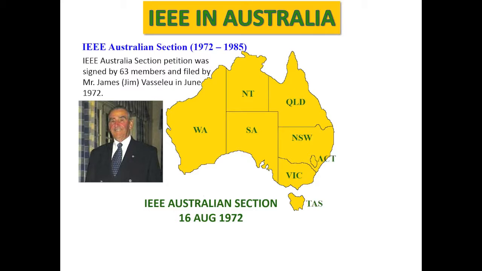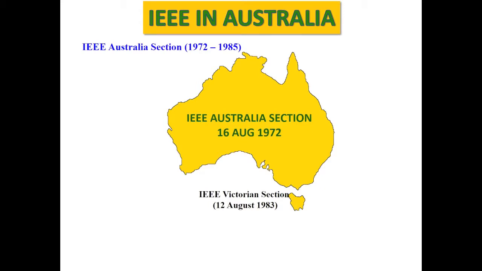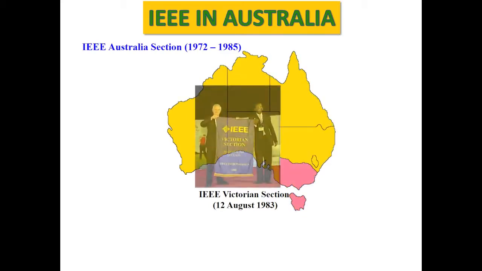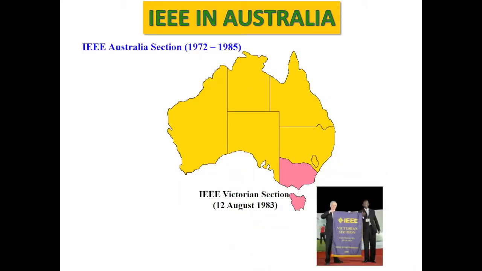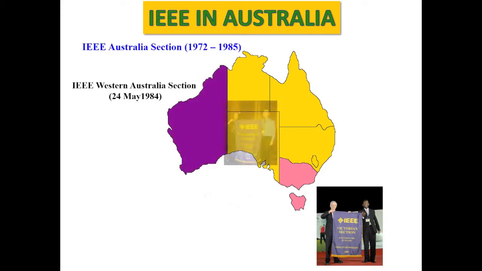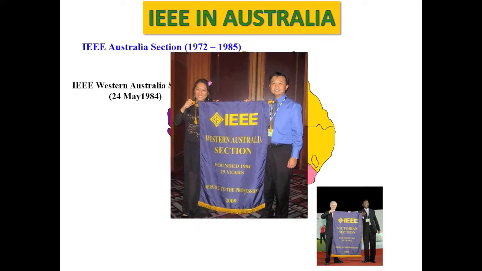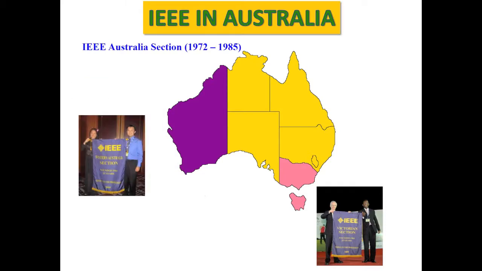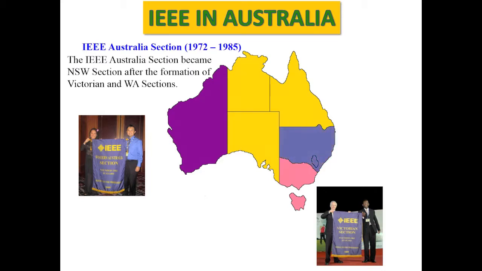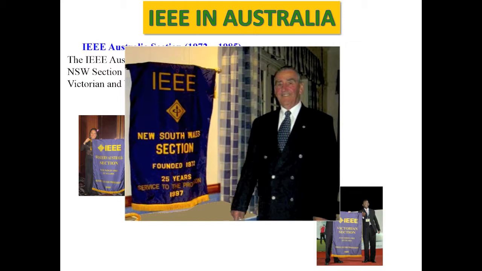The area encompassed by the Australian section included all Australian states and territories and also the territory of Papua New Guinea. A subsection in Victoria was formed in late 1975, and in 1983 the Victorian subsection was approved to become a full section. By 1984 the combined total membership in the Australian and Victorian sections was in excess of 1,700. Formation of new sections started to take place. With the formation of Victorian and Western Australia sections, the Australian section was renamed as the New South Wales section in December 1985.